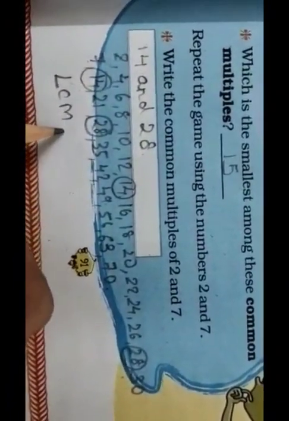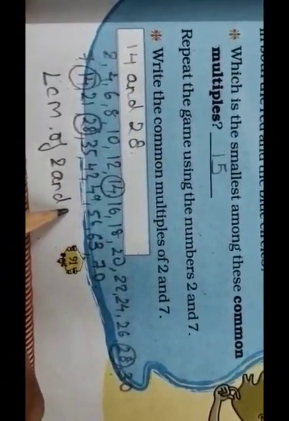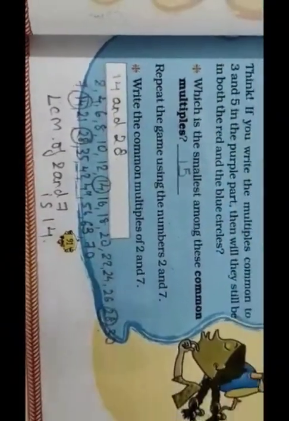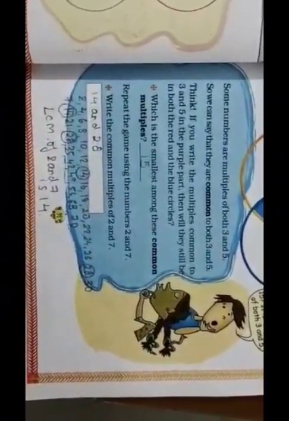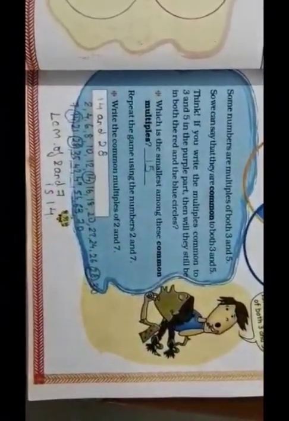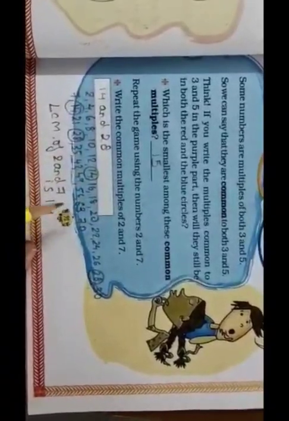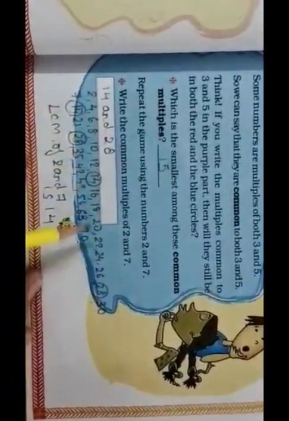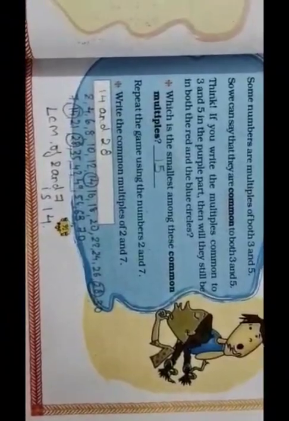So the LCM of 2 and 7 is 14. Understood, students? This sum you are supposed to do in the textbook only, and this is regarding common multiples and LCM. This method of finding the common multiples and LCM is by listing the multiples. Here we are listing them, writing down the multiples, and then we are finding out the LCM and common multiples.